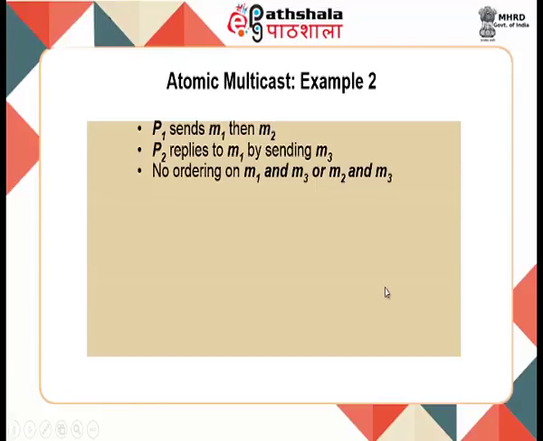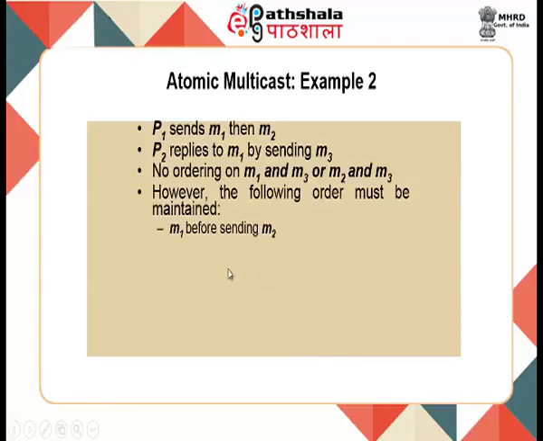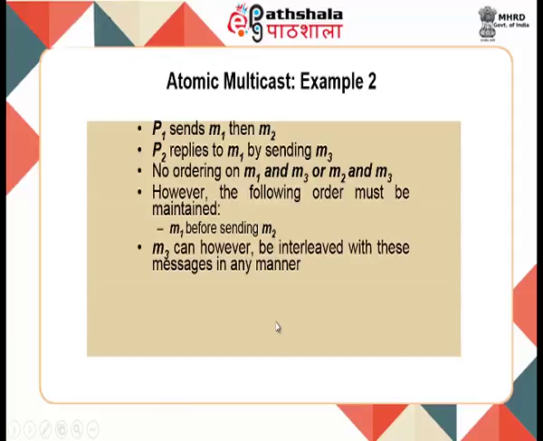Where will ordering be imposed? Between M1 and M2, because they have been sent by the same process. So, M1 has to be received before M2, but other than that no other ordering is really required. M3 can however be interleaved with these messages in any manner. So, a correct order will be M1, M2, M3 or M1, M3, M2 or even M3, M1, M2.